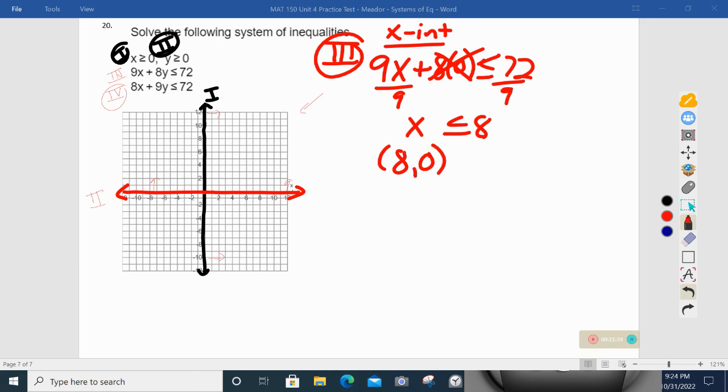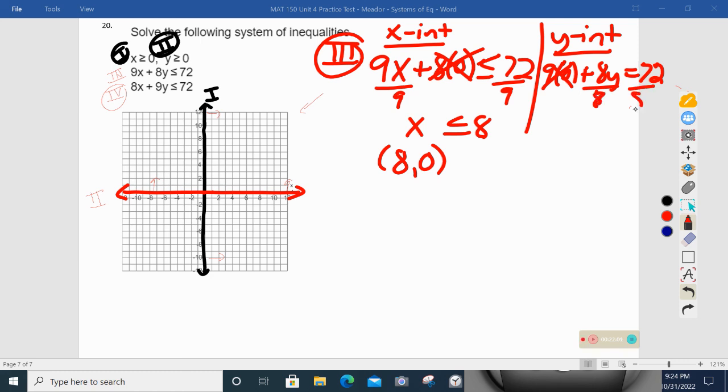That's the x-intercept. The y-intercept is the value of y when you let x be 0. So if you said 9 times 0 plus 8 times y, and we just care about the equal to right here, that's 72. So 8y equals 72. You're going to divide by 8, divide by 8. And we get y equals 9. So that's the ordered pair 0, comma 9.